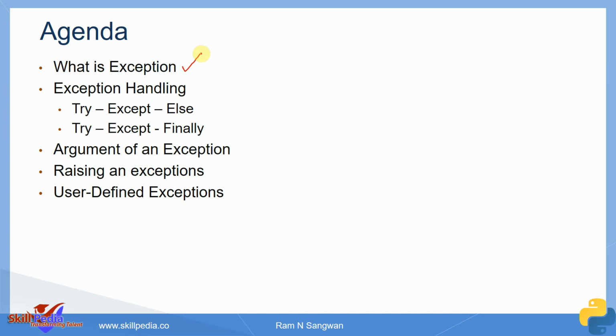What is exception? Exception handling. Try, except, block, else, try, except, finally. What is the difference between the two? Arguments of an exception, raising an exception, user defined exceptions. In other words, this particular session is all about giving meaningful error messages to the user in case of errors, and we call it exception handling, as the name also suggests.